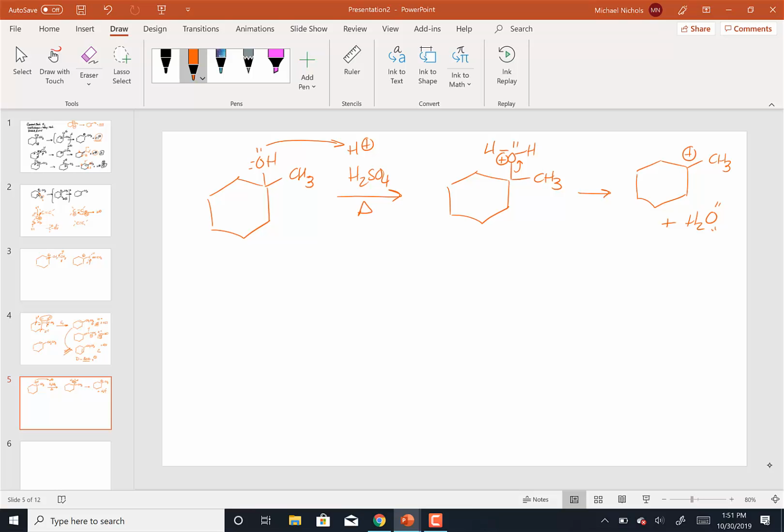How about the rest of the mechanism? It's exactly the same as what we did with the halide. So the only difference in the mechanisms between OH and halogen is I need to protonate the OH group first. And if I protonate the OH group first, then I make a water molecule, then it leaves. And then I'm going to lose my beta hydrogens one by one on my carbocation.